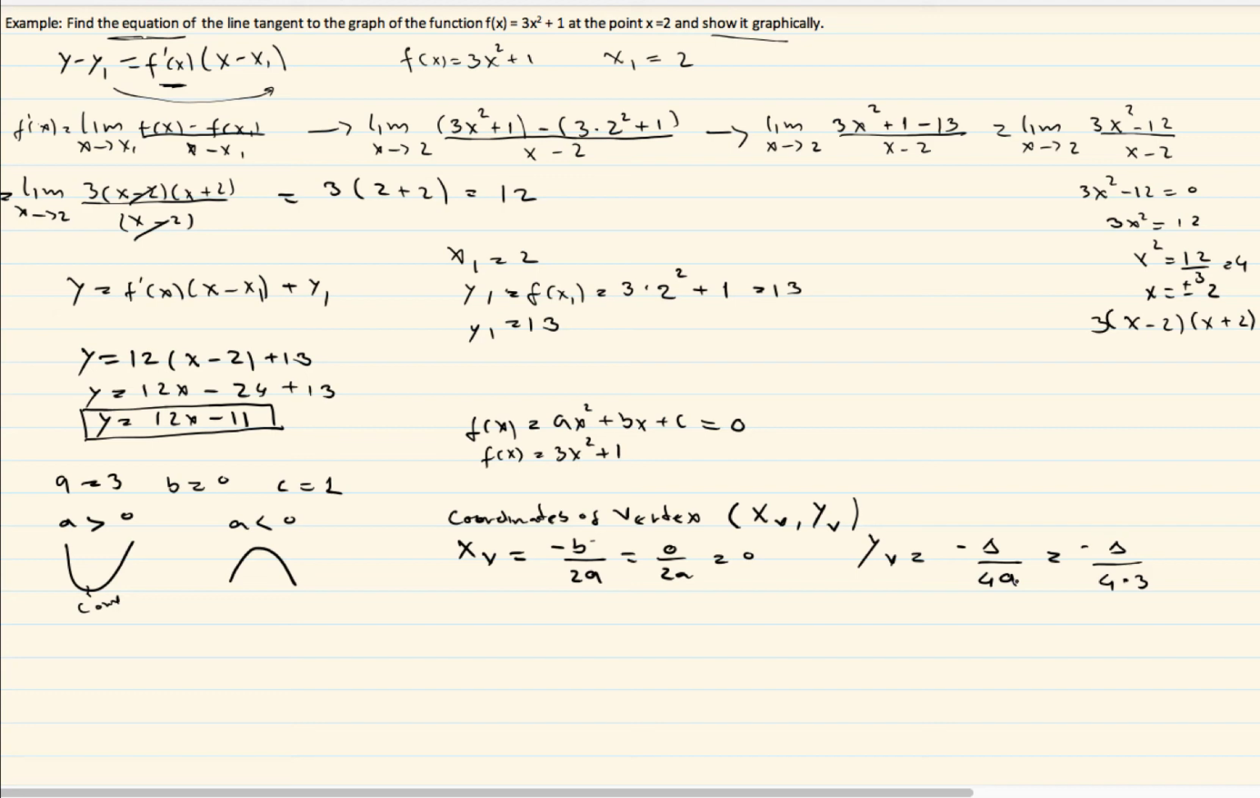But we don't have delta. We know that delta is equal to b squared minus 4ac, so this is equal to minus 12. So y vertex is equal to minus 12 divided by 12, and this is 1. So the coordinates of the vertex are 0, 1. Now we need to find how the graph of the tangent line will look.